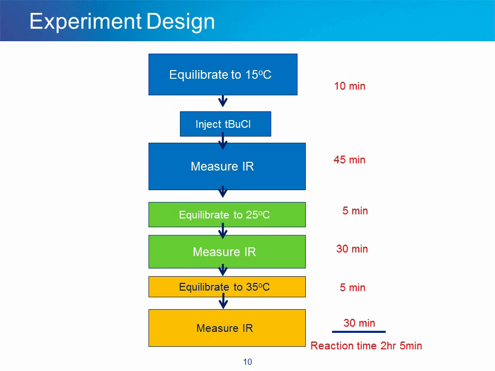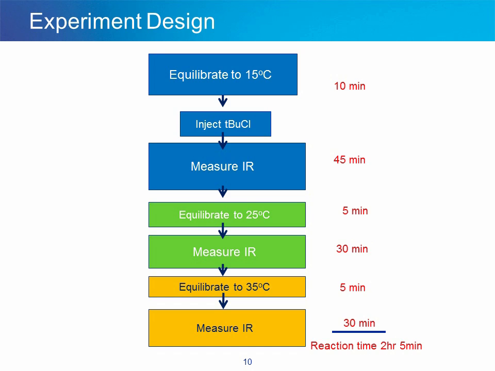Here is the experiment design. First, we set up the instrumentation. That takes about 30 minutes. Then we charge the reactor with 60% ethanol water, and we equilibrate the reactor to 15 degrees C. That takes about 10 minutes. After the reactor is equilibrated to 15 degrees C, we inject 1 milliliter of tertiary butyl chloride, and we measure the infrared spectrum over time for 45 minutes.